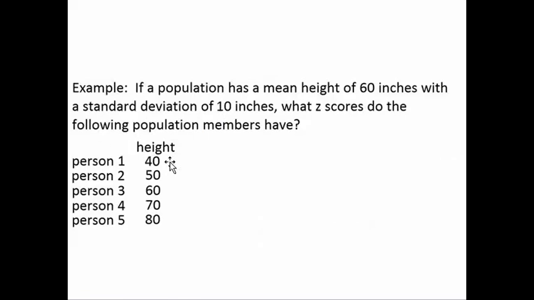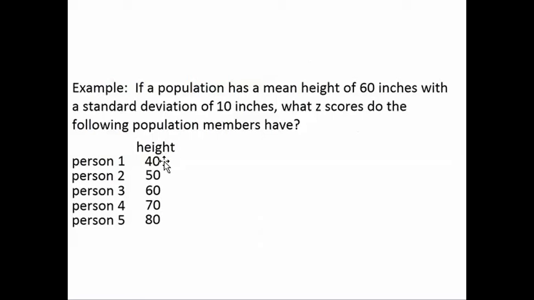Now we're imagining that these 5 people come from a population that has a mean height of 60 inches and a standard deviation of 10 inches. So the mean of the population has stayed the same, but the standard deviation has gone up. So the population has a little bit more dispersion than it did before. If the standard deviation of the population is 10, then this person who has a height of 40 is 2 standard deviations below the mean, because if you start at 60 and you go down by 10, that's 50, and if you go down by 10 a second time, that's 40.